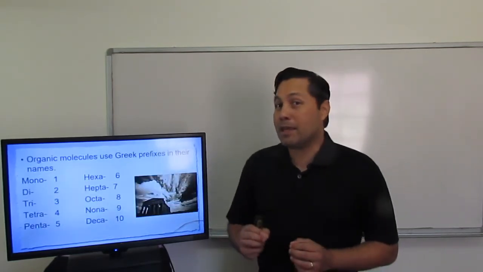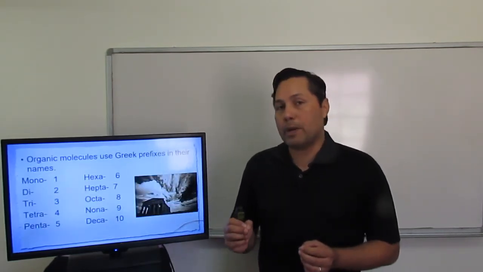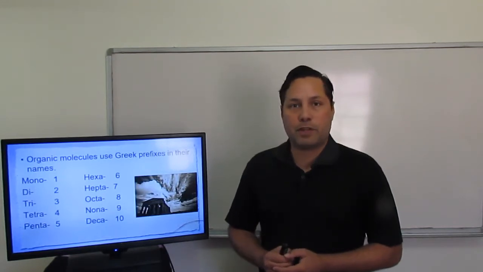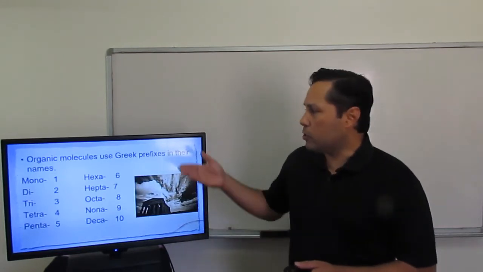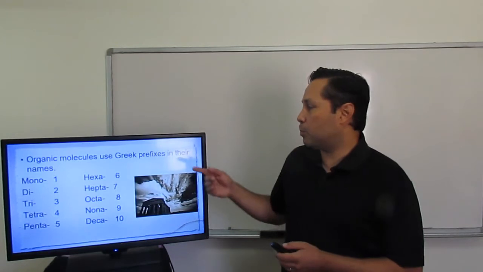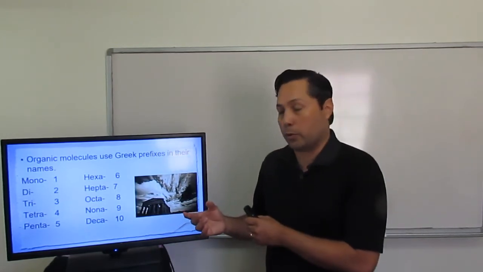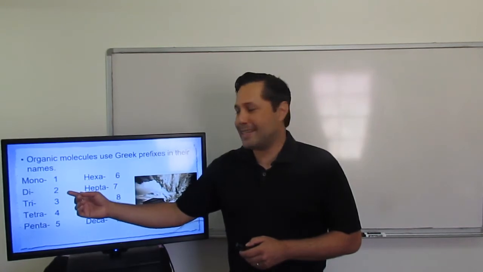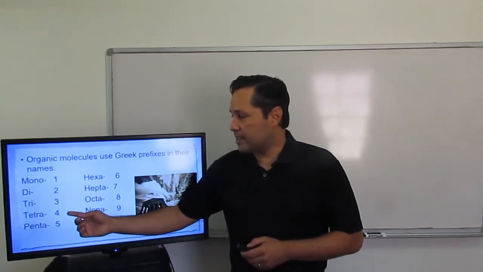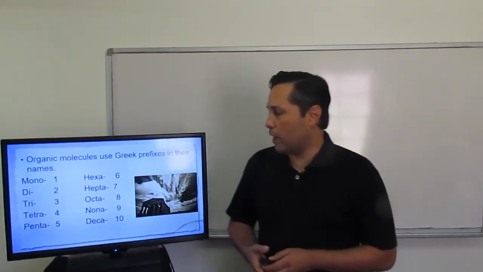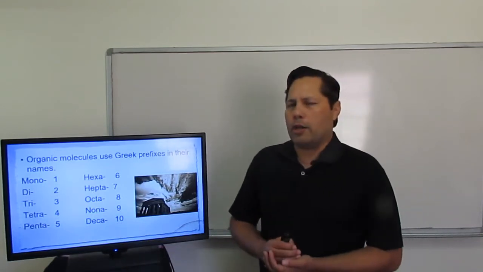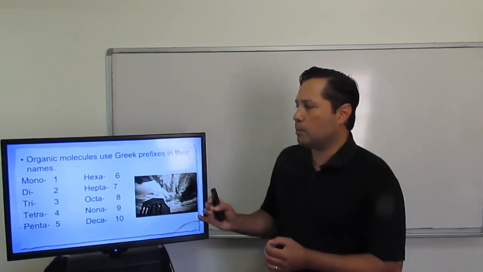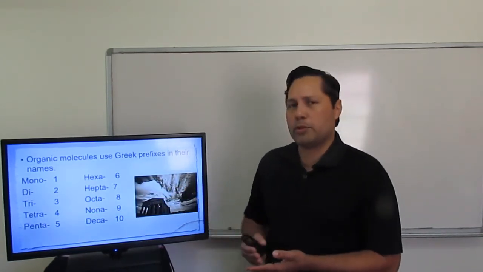Alright, naming these organic compounds requires some Greek prefixes for numbers. Organic molecules use Greek prefixes, so they go in the front of the word, such as, for number 1 is mono, number 2 is di, 3 is tri, tetra is number 4, penta is number 5, and so on.